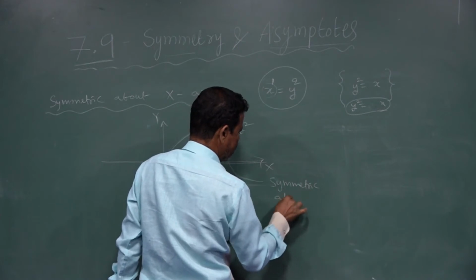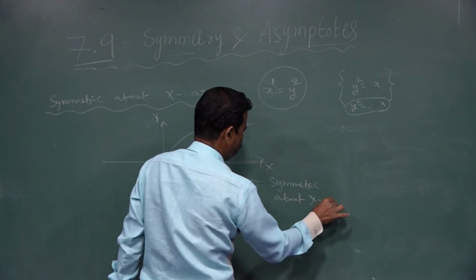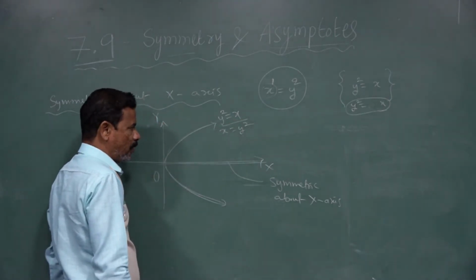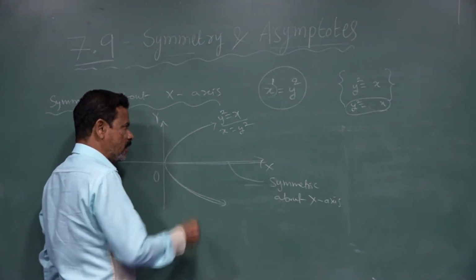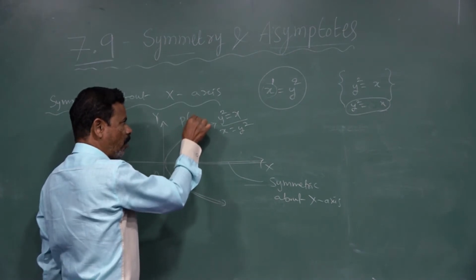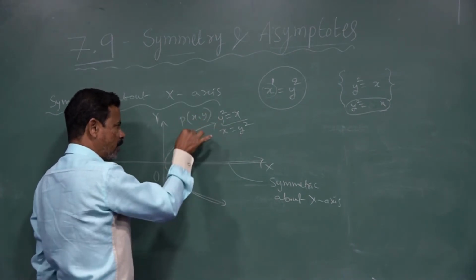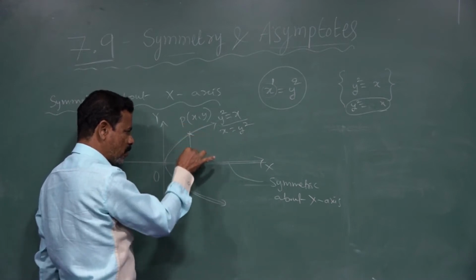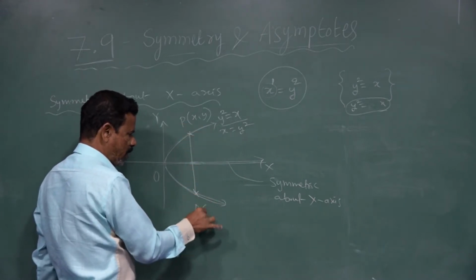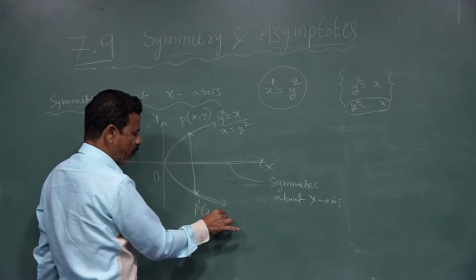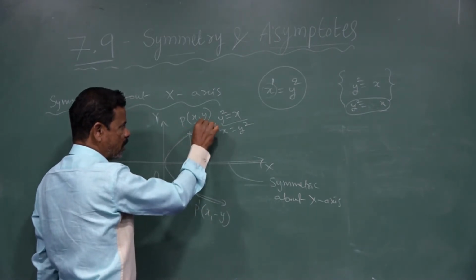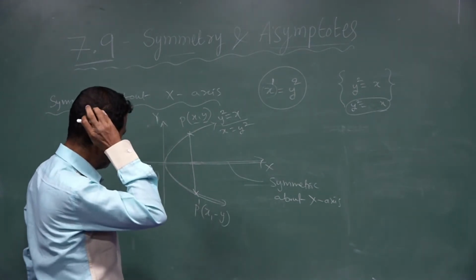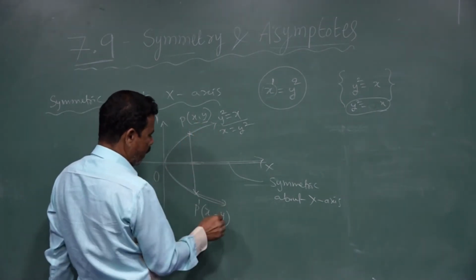Symmetric about x-axis. For this curve, y square is equal to x. So it is symmetric. Consider any point P of (x, y). On the opposite side with respect to the x-axis, the point is P dash (x, minus y). In the first quadrant it is plus x plus y, in the fourth quadrant plus x minus y.